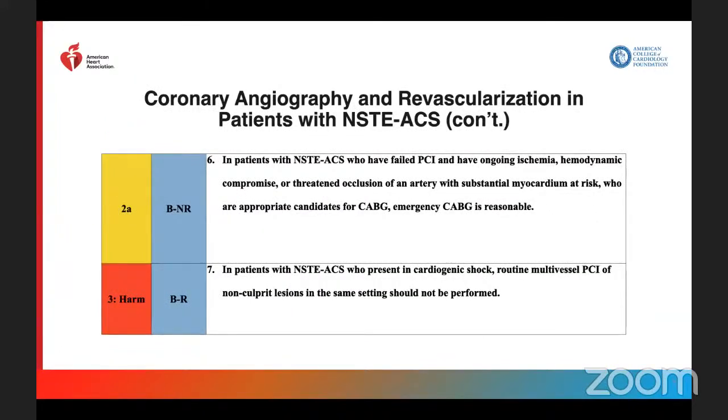Sixth, in patients with non-ST elevation ACS who have a failed PCI and have ongoing ischemia, hemodynamic compromise, or threatened occlusion of an artery with substantial myocardium at risk, who are appropriate candidates for CABG, emergency CABG is reasonable. It's class 2A also. Lastly, in patients with non-ST elevation ACS who present with cardiogenic shock, a routine multivessel PCI of non-culprit lesions in the same setting should not be performed and is considered class 3 harm.